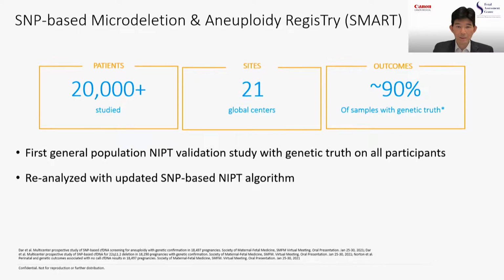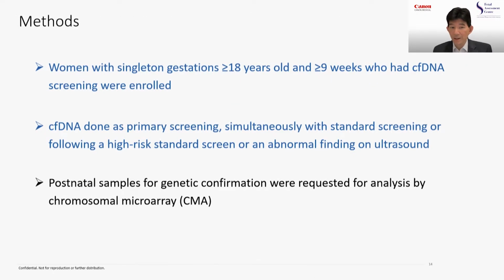I'm grateful to Dr. Dar for these slides, which were first presented in the MFM meeting almost a year ago. And this is really the data from the SMART study, which has also been published since, looking at an incredibly wide population study of more than 20,000, involving more than 20 global centers, and with the benefit in this particular study of having not just done primary screening on all the patients, but also getting a genetic follow-up by chromosome microarray as a postnatal confirmation.